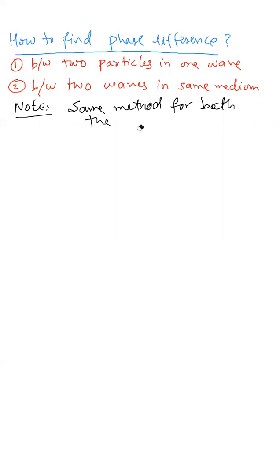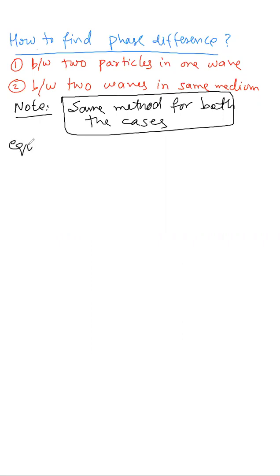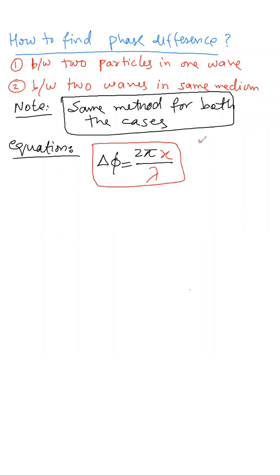It's actually the same method for both the cases. Okay, so what's the equation to find phase difference? The equation to find phase difference is delta phi is 2 pi x over lambda. And you'll be using this equation if along x-axis is distance, like if a waveform is there and along x-axis is distance, and you need to find phase difference between two particles or between two waves, then you will be using this formula.